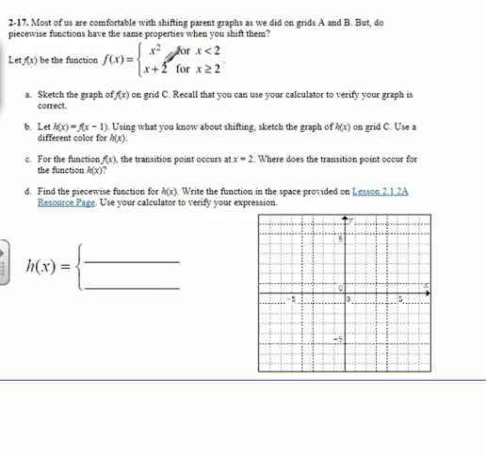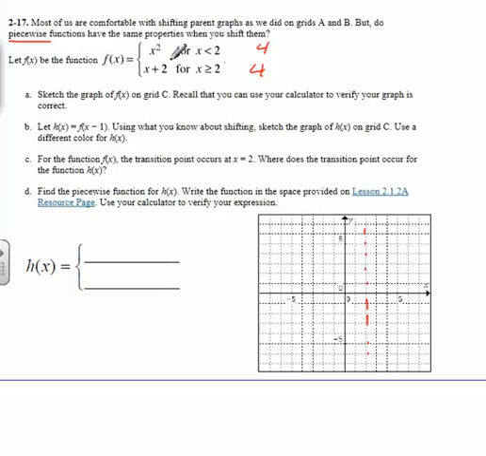Most of us are comfortable with shifting parent graphs. That's what we just did. But how does it work the same way to shift a piecewise function that we recently learned about? Sure. So first what we need to do is sketch this on our grid. So I've got a dividing point at 2. So I want to figure out what the value of x squared is at 2. Well, 2 squared is 4. And the value of this function at 2 is also 4. So I know that they are going to link together at the exact same place, and they're going to divide from one to the other at 2. So that's right here.